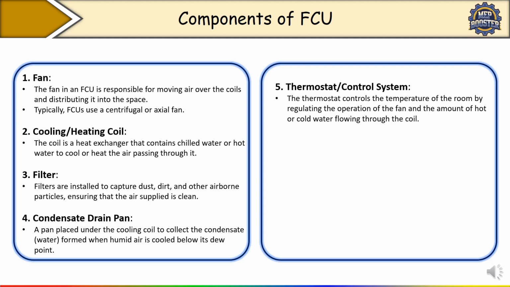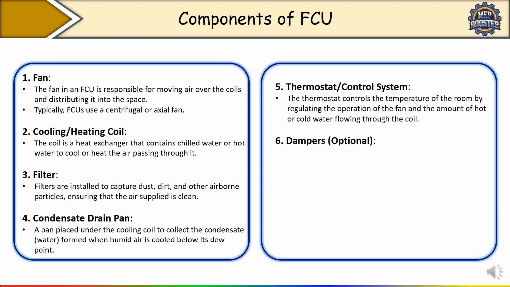Now the next is the thermostat or control system. The thermostat controls the temperature of the room by regulating the operation of the fan and the amount of hot or cold water flowing through the coil. Thermostat generally monitors the temperature in the room and controls the operation of the FCU. Basically, it sends a signal to the unit to activate heating or cooling based on the desired temperature setting. In a smart home, a programmable thermostat connected to the FCU allows the homeowner to set a specific temperature for different times of the day, optimizing energy usage while maintaining comfort.